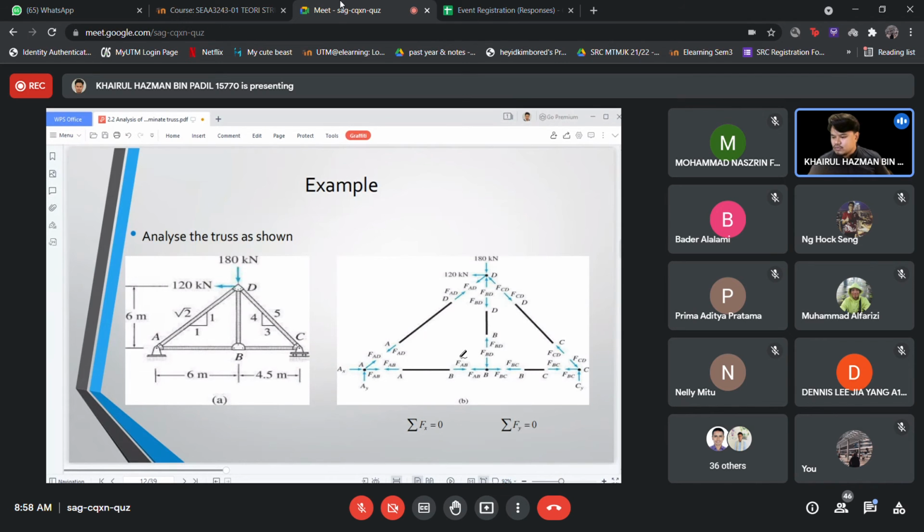So what will happen? We draw all the forces acting on the beam. This is just an assumption of what will happen to the beam. So we do the summation, the equilibrium of Fx equal to 0 and Fy equal to 0. Since this is a truss, we do not consider the moment.